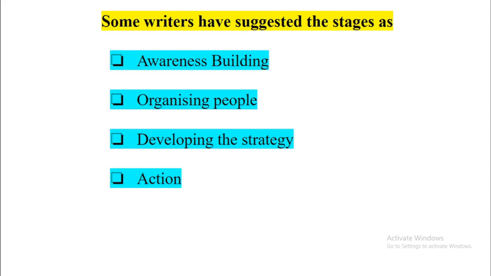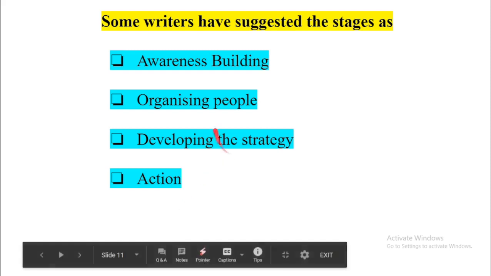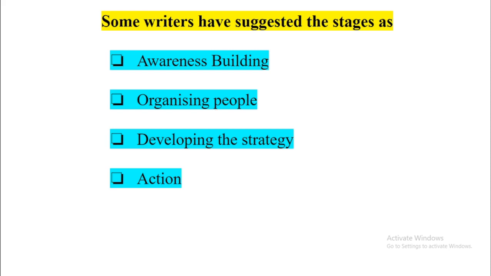First, you need to create awareness, that means awareness building, then organizing people. Organizing people means like-minded people who have similar problems and wish to go for social actions, and then developing the strategies, that means working out plans, and then go for actions. So after actions you have to go for evaluation also. So these four are steps suggested by some writers for social actions.